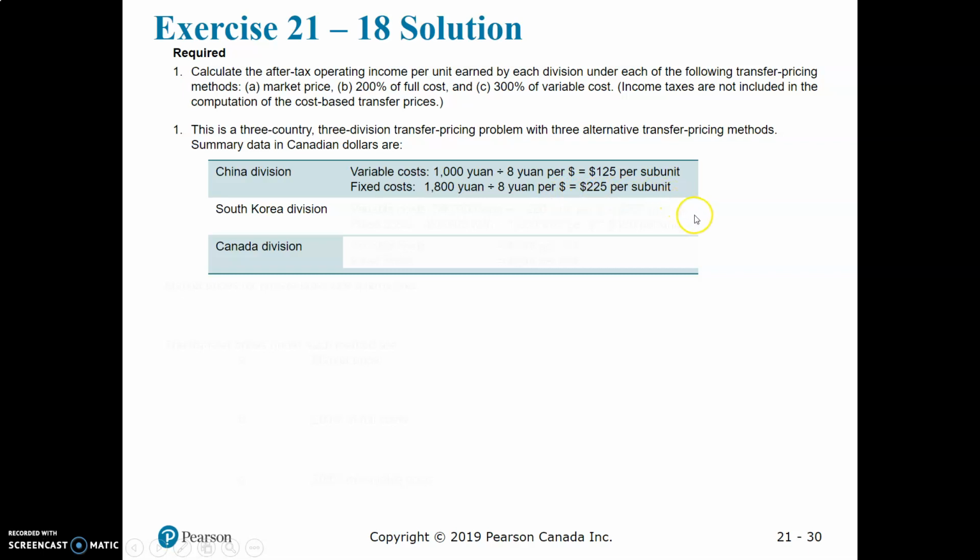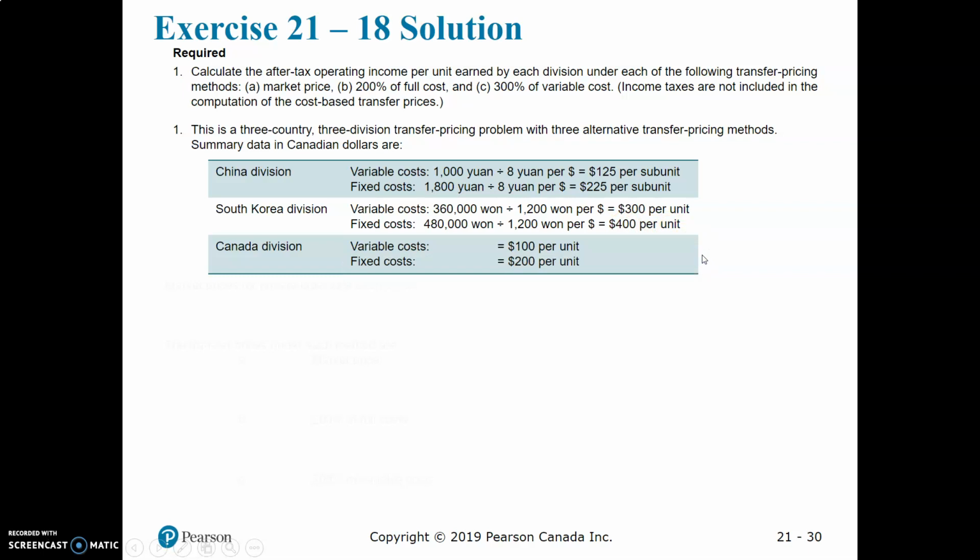per subunit. Now for the South Korean division, our variable costs were 360,000 won. Divided by 1,200 won per dollar, that gives us 300 per unit. Fixed cost of 480,000 won divided by 1,200 won per dollar gives us 400 per unit. And for Canadian dollars, no conversion is required as variable costs were already given to us as $100 per unit and fixed cost of $200 per unit.